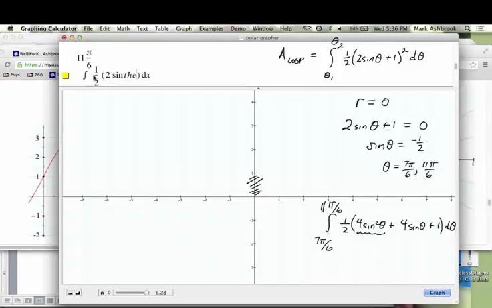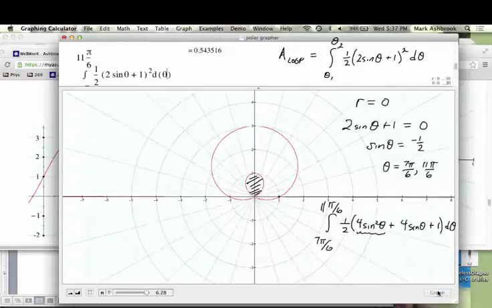2 sine theta plus 1 squared d theta. We got 0.546.